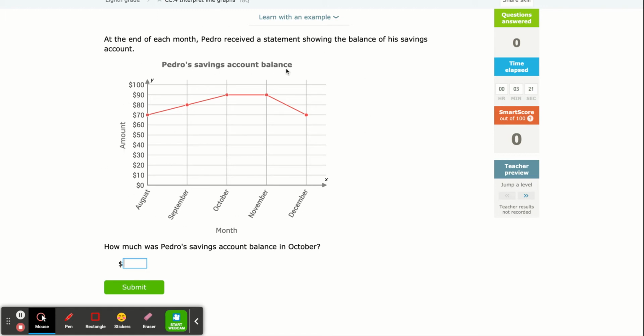Pedro's savings account balance. The amount he saved apparently is on the left column. The month is along the bottom row, that x-axis, and it asks how much was Pedro's savings account balance in October. So for his account balance in October, we come up and look and find out his balance was $90. So type in $90.